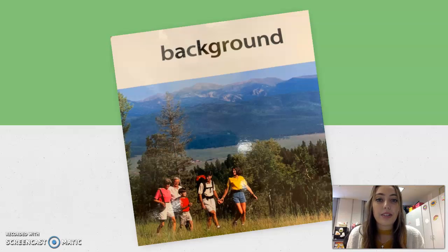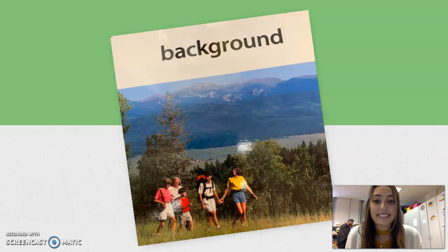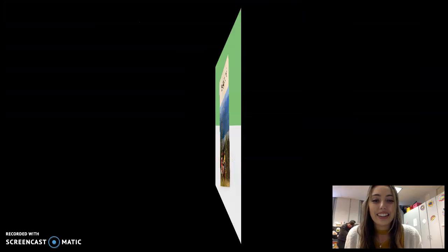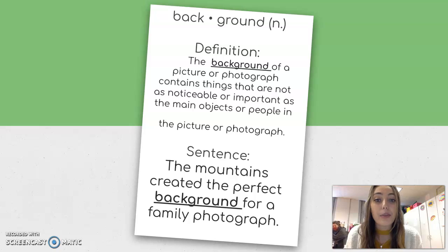Background is our next word, so take a moment and think what background might mean. Background. The background of a picture or a photograph contains things that are not as noticeable or important as the main objects or people in the picture or photograph. An example in a sentence is, the mountains created the perfect background for the family photograph, meaning that the family was the main center and the main topic of that photo, and in the background of it were some mountains.